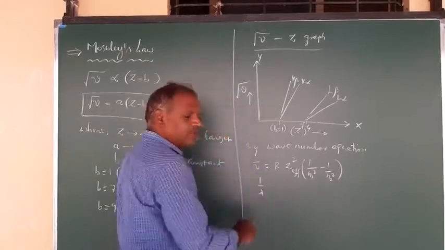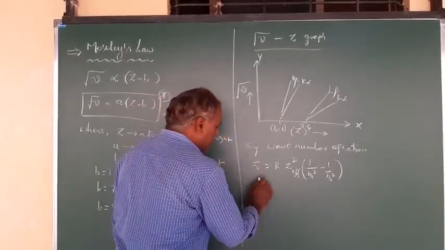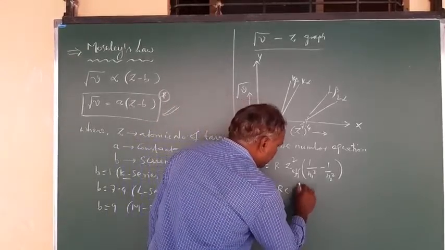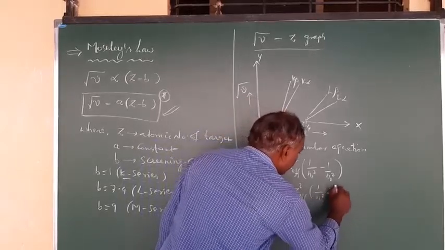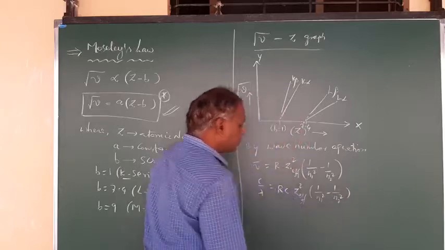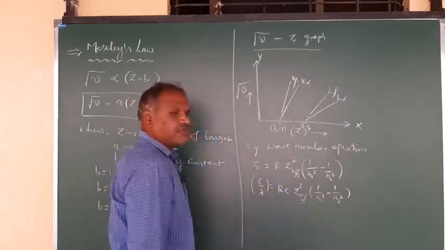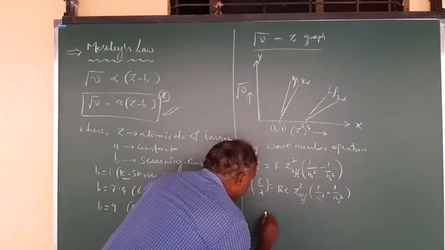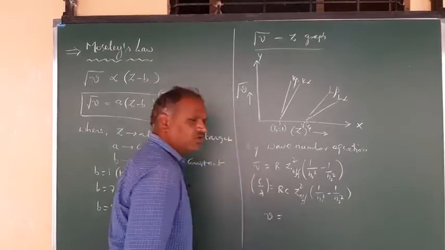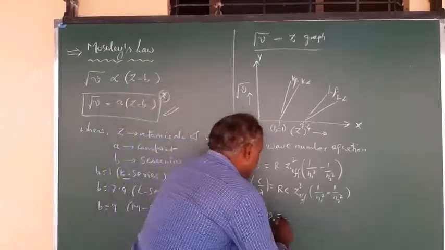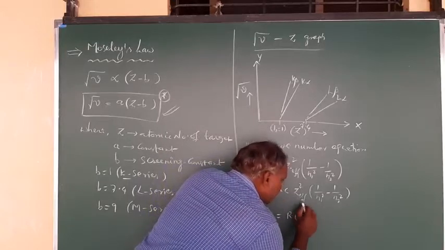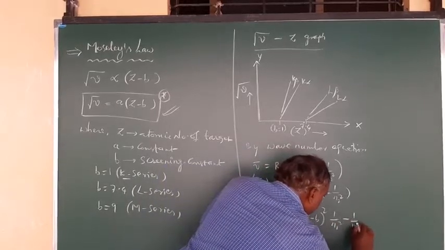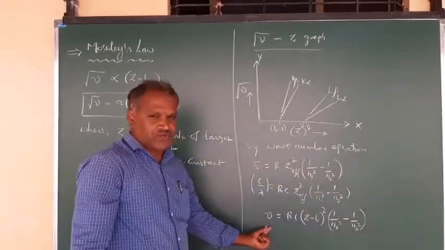Multiply both sides, LHS and RHS, with C. So I can put here C by lambda. This value is R C Z effective square into 1 upon N1 square minus 1 upon N2 square. C by lambda is nothing but frequency. So now frequency is given by nu is equal to R C into Z effective, which is nothing but Z minus B whole square, 1 upon N1 square minus 1 upon N2 square. So this is the equation for frequency we got.